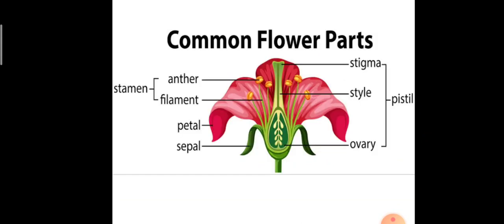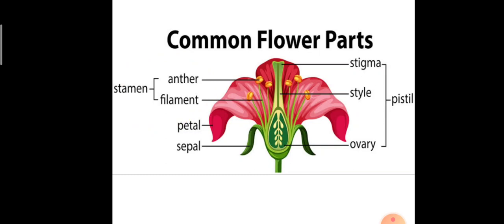So let's start with the main common parts of the flower. The first main common part of the flower is the sepal, which is at the bottom. It is a green leaf-like structure which protects the flower during its bud stage. Next is the brightly colored part of the flower, that is the petal, which mostly attracts the insects or human beings towards it.